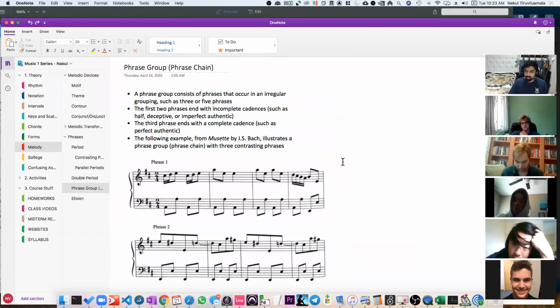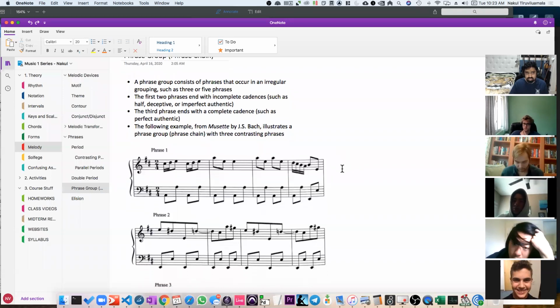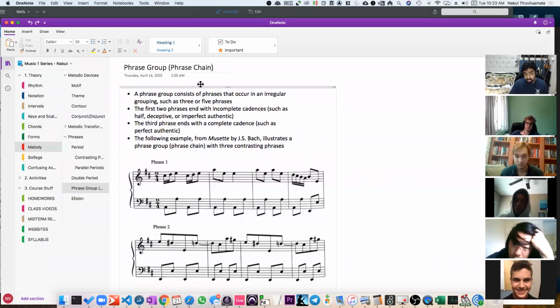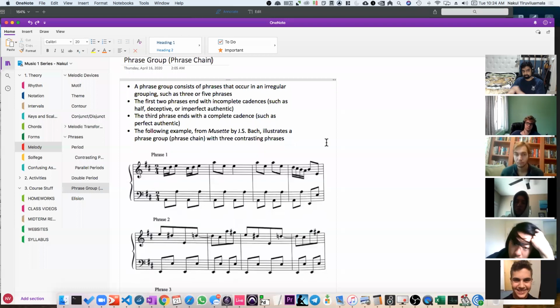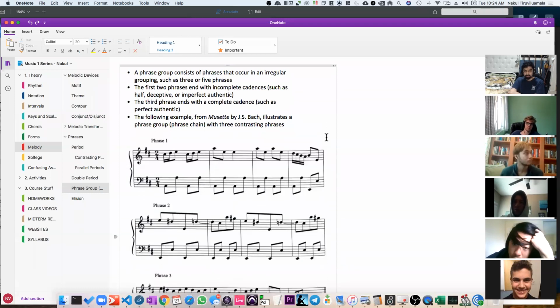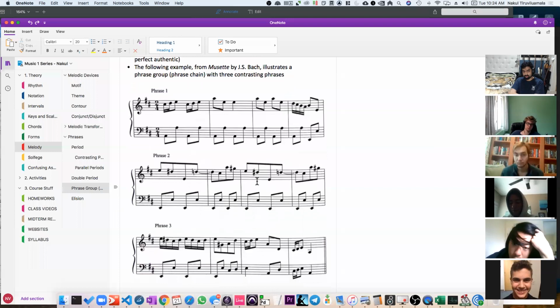Phrase group and phrase chain. We're getting back into the big picture again. So a phrase group or a phrase chain occurs when phrases have irregular groupings, such as 3 or 5 phrases. So in this particular case, the first 2 phrases end with incomplete cadences, half cadence or deceptive or imperfect authentic. And the last one ends with an authentic cadence.